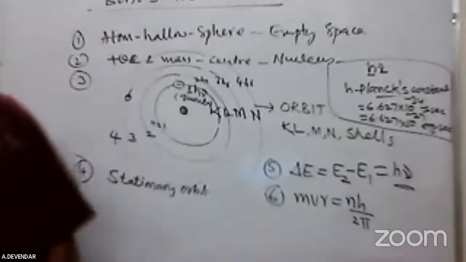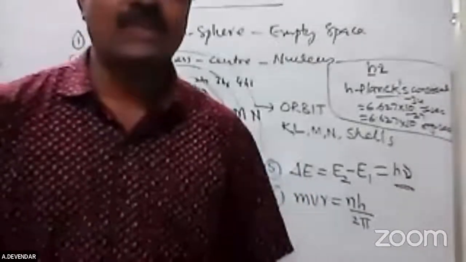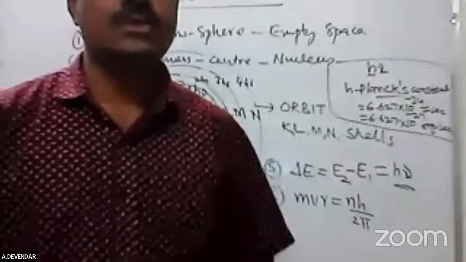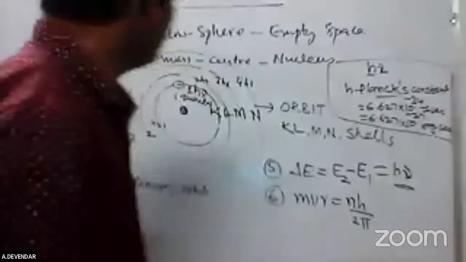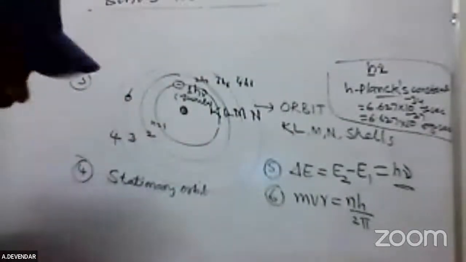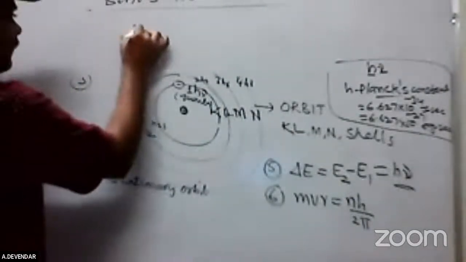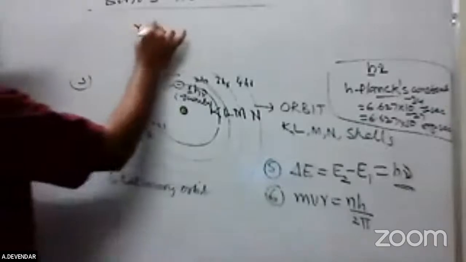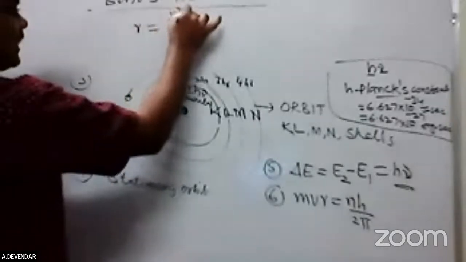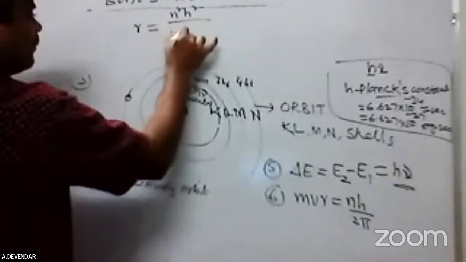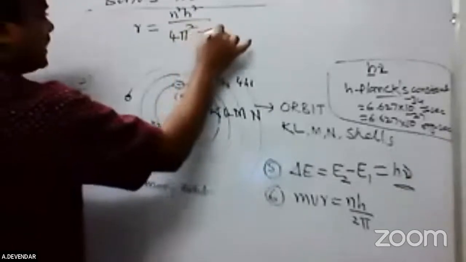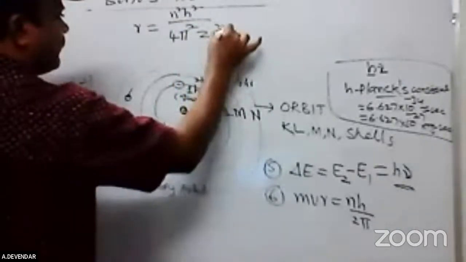By means of five assumptions, he made one equation that is called Bohr's equation. So what is the Bohr equation? He calculated the radius of each orbit: r is equal to n square h square over 4 pi square z e square m.